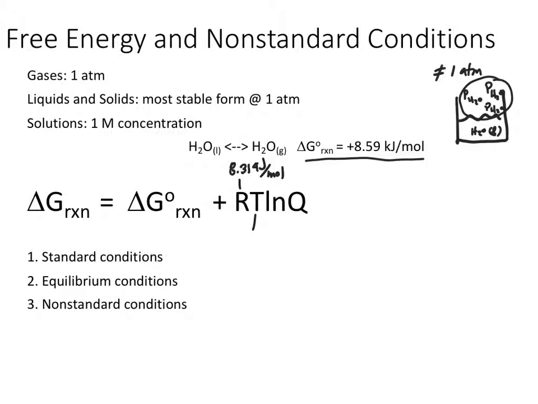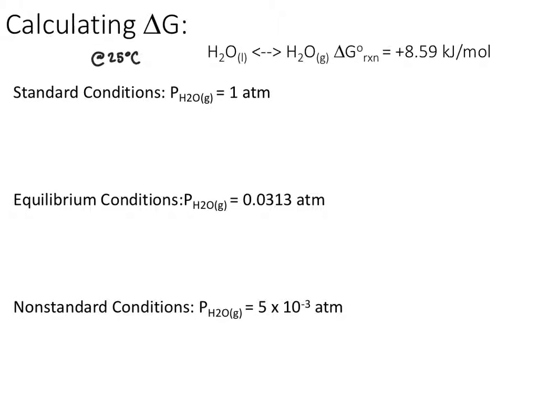We have our temperature here in Kelvin. And then we have our reaction quotient, which we have encountered before in equilibrium. We're going to utilize this equation to look at our free energy under standard conditions, equilibrium conditions, and non-standard conditions. So again, the equation that we're going to be utilizing is delta G of the reaction equals delta G naught plus RT ln Q.